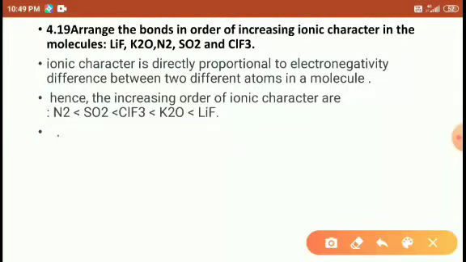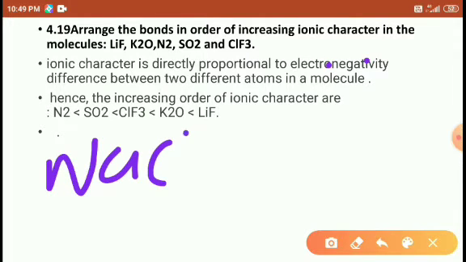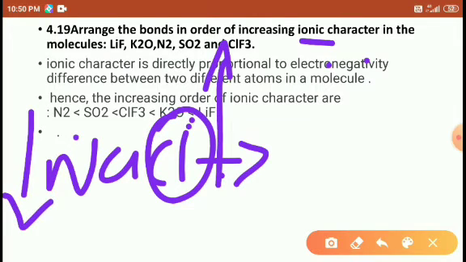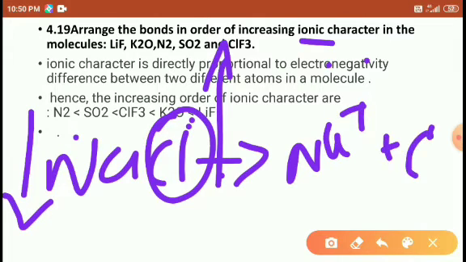Second example: arrange the bonds in order of increasing ionic character in the molecules. Look at here, students. Ionic character is directly proportional to electronegativity. Already we have discussed electronegativity. Here I am using NaCl as an example. Which one is highly electronegative? Chlorine is electronegative, sodium is electropositive, so the ionic character depends upon the electronegativity. One is highly electronegative, another is low electronegative, so it is more easily dissociated and forms ions.